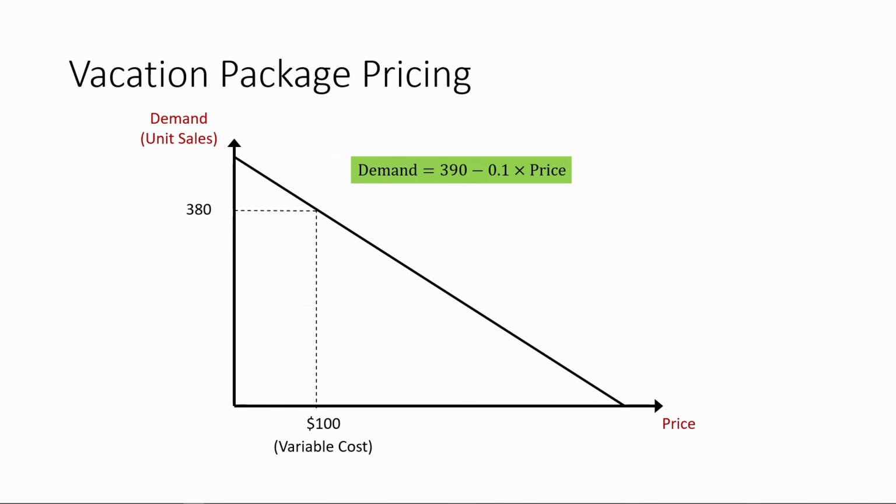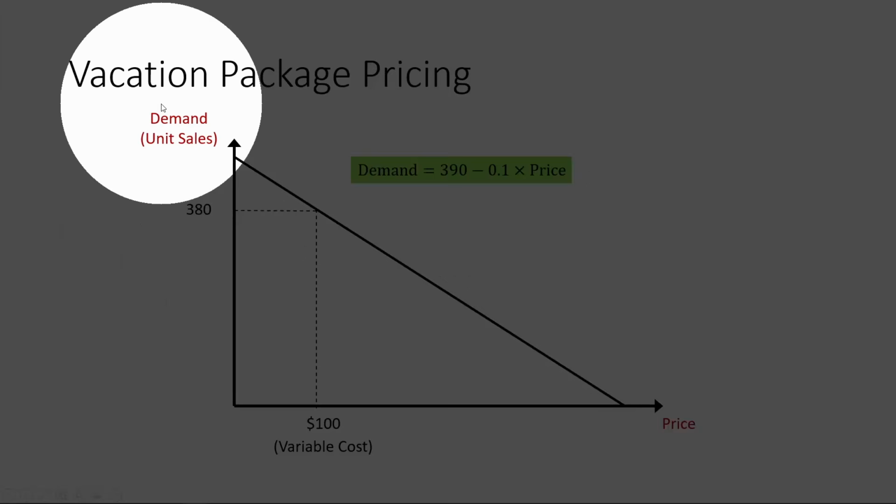And using a demand curve like this, we can find out what the profit looks like. So now I'm going back to the demand curve that I've shown at the beginning. That is demand equals 390 minus 0.1 times price.